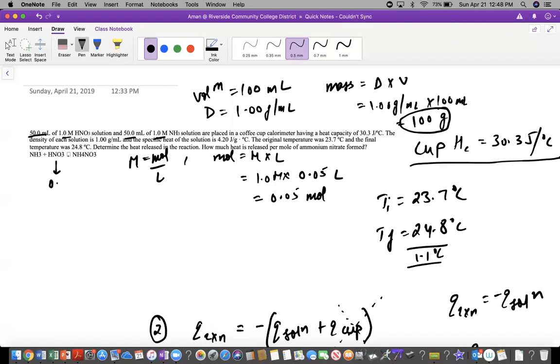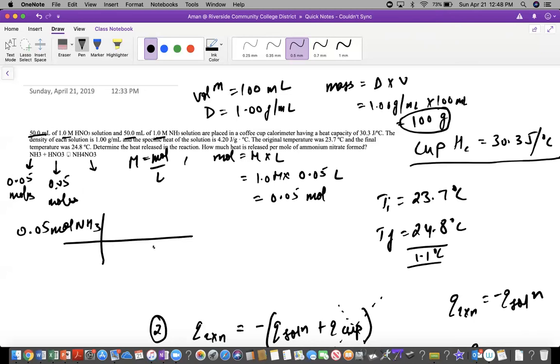So I have 0.05 moles of HNO3 and 0.05 moles of NH3. How many moles of NH4NO3 am I going to make? Is it just 0.1? No, you don't add them. Remember the mole-to-mole ratio? It's 1 to 1. So 0.05 moles of NH3. Let's just pick one of them, because the calculations are the same. We are trying to go from moles of NH3 to moles of NH4NO3.